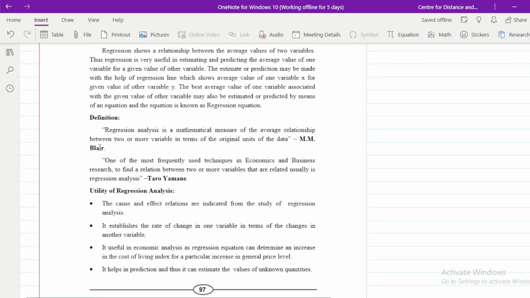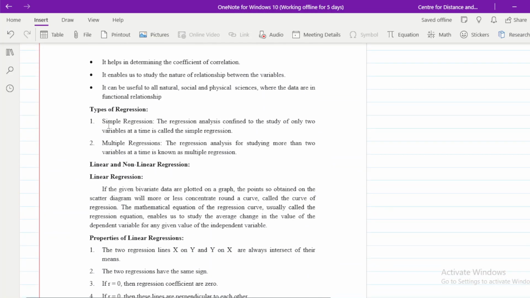There are two definitions of regression. First one is, regression analysis is a mathematical measure of the average relationship between two or more variables in terms of the original units of the data. This definition is given by M. Blair. And the second one is given by Taro Yamane, and he states that one of the most frequently used techniques in economics and business research to find a relation between two or more variables that are related is usually regression analysis.